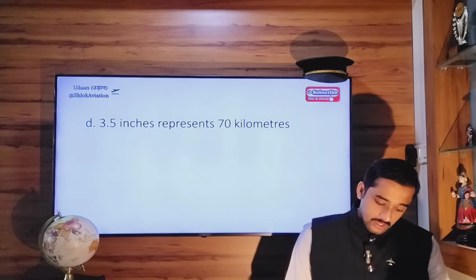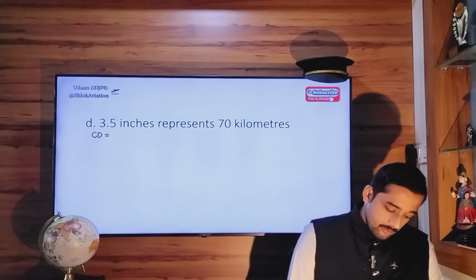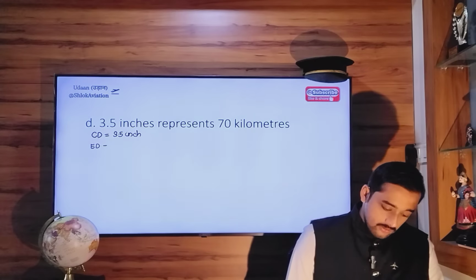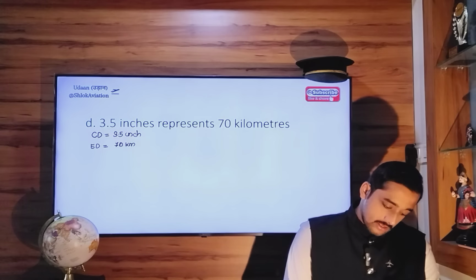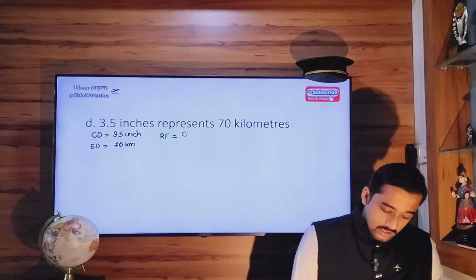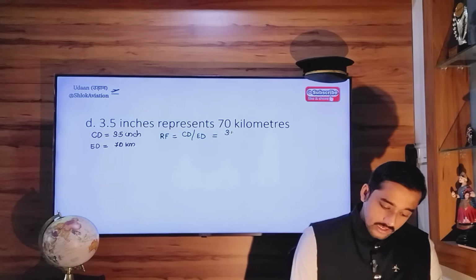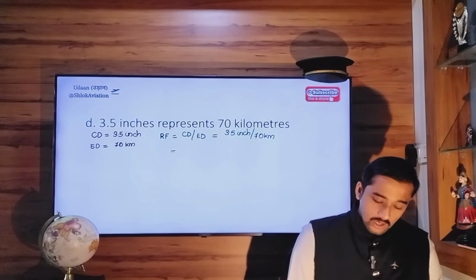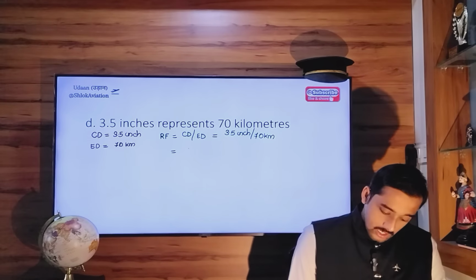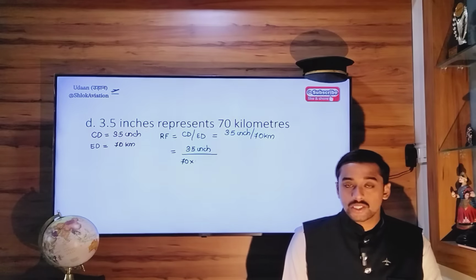Next, 3.5 inch represents 70 kilometers. So chart distance is 3.5 inches. Earth distance is equal to 70 kilometer. Now representative fraction is equal to chart distance upon earth distance. Chart distance is 3.5 inch. Earth distance is 70 kilometer. Now convert kilometers into corresponding inches. So 3.5 inch remains the same in the numerator. 70 kilometers. So 1 kilometer is 1000 meter.